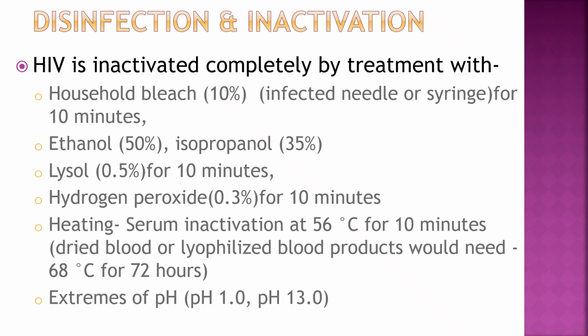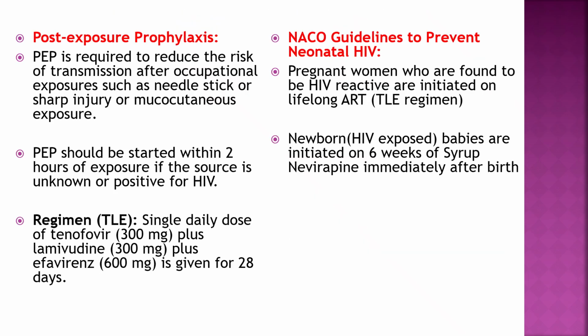Disinfection. HIV is inactivated completely by treatment with household bleach 10% for infected needle or syringe for 10 minutes, ethanol 50%, isopropanol 25%, Lysol 0.5% for 10 minutes, hydrogen peroxide 0.3% for 10 minutes, heating serum inactivation at 56 degrees for 10 minutes, dried blood or lyophilized blood products would need 68 degrees Celsius for 72 hours, and extremes of pH 1.0 and pH 13.